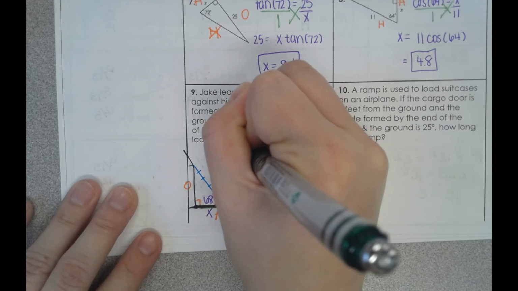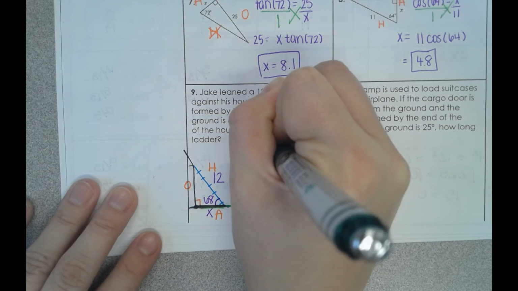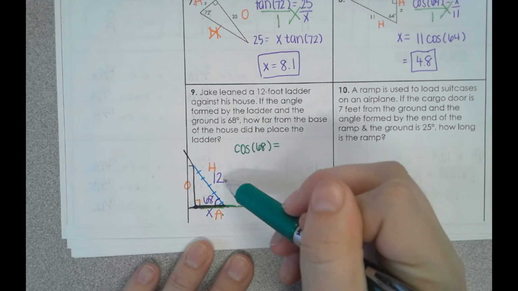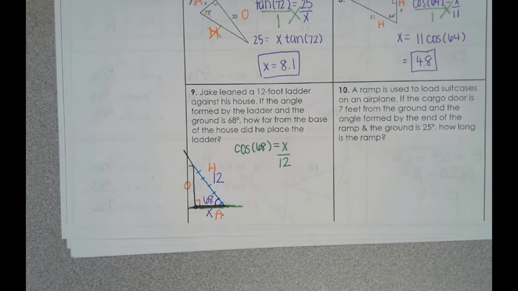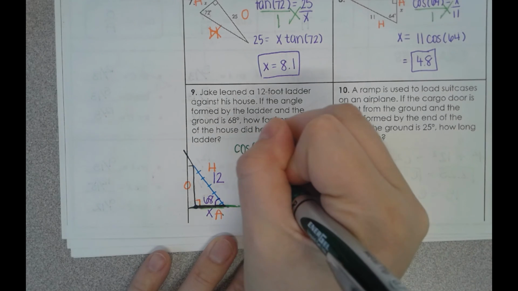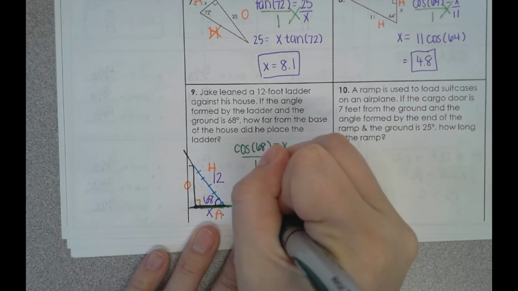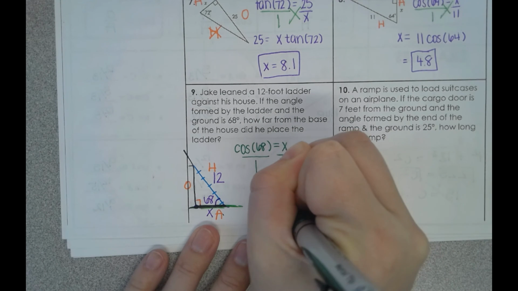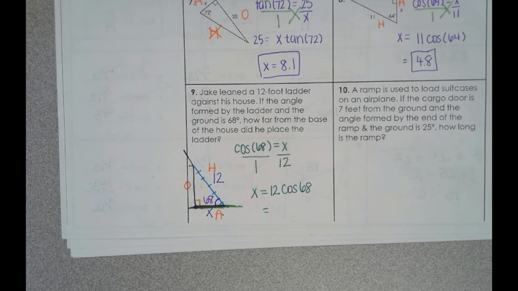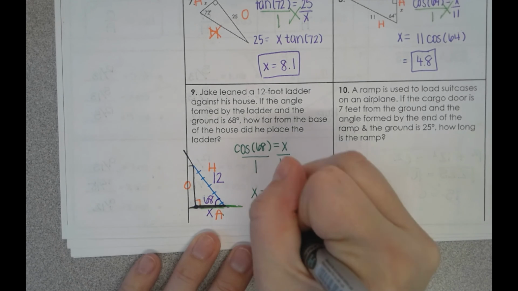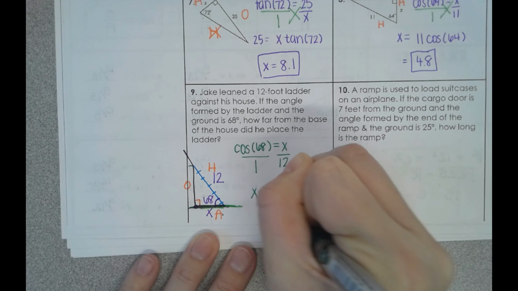So cosine of 68 equals A over H. So X over 12. Put over 1. This is when we're multiplying. X equals 12 cosine of 68. And we have 4.5 feet.